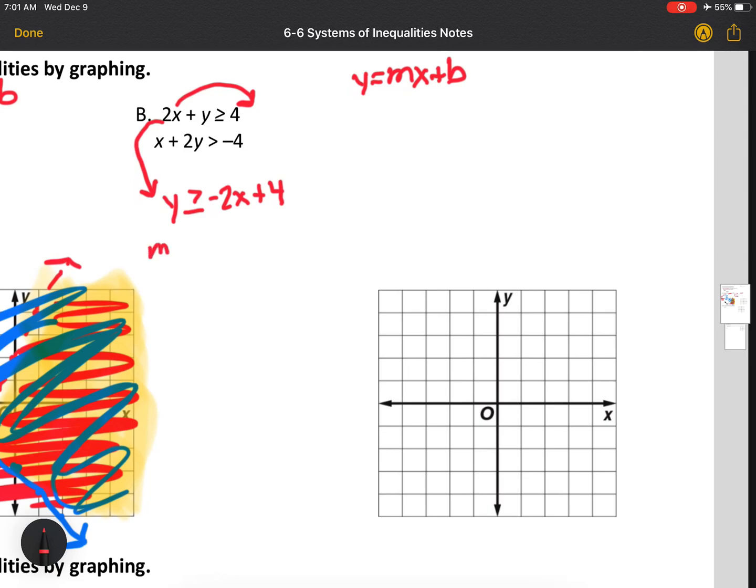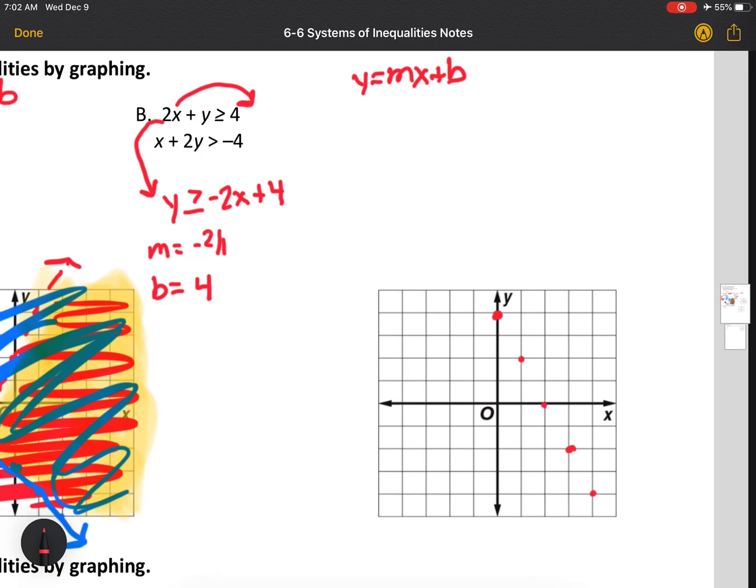So now I could just pick out my m and my b, or my slope, which is negative 2 over 1. That's in front of my x right now. And my b is 4, because that's tacked on the end. So if I go graph that, my y-intercept is 4, and I need to go down 2 to the right 1.